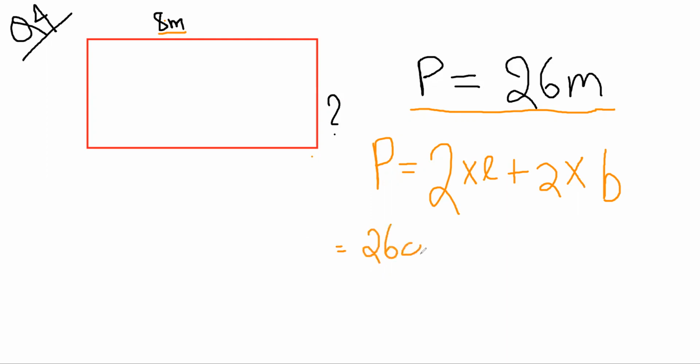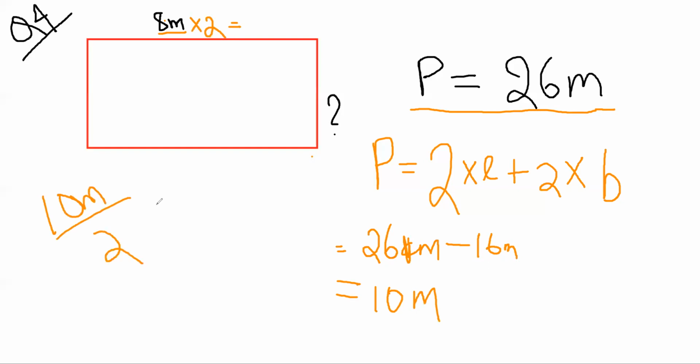26 meter. And just multiply this length into 2. 8 into 2 is 16. So just subtract it with 16 meter. Sorry, it is not centimeter, it is meter. Just cut this 16 meter. The answer is 10 meter. Then divide this 10 meter by 2. You will get the breadth, that is 5 meter.